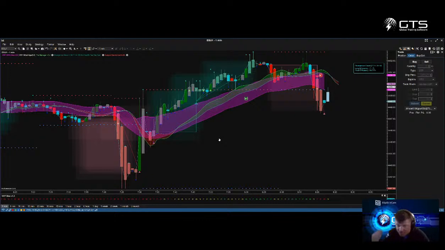So let's say you just get 6-star after 6-star after 6-star, and they fail on Globex or on the European session sometimes, or the Asian session. It's not because the system isn't doing its job. It's just because the volume is not there to help carry the momentum through. You know what I mean?